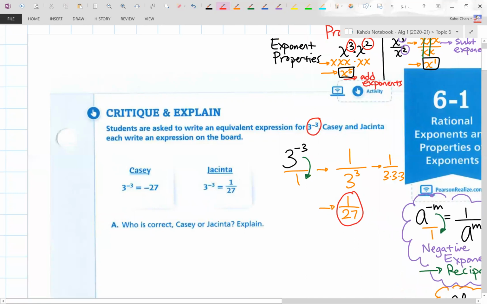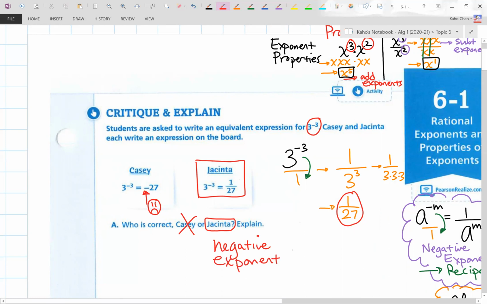So right off the bat here, Casey's wrong. He assumed the answer is negative. That's wrong. It's not negative. It just means to reciprocate. Jacinta is correct. She is correct. And just make note here, who is correct? Obviously Jacinta, not Casey. And make note, a negative exponent does not mean it's a negative answer.